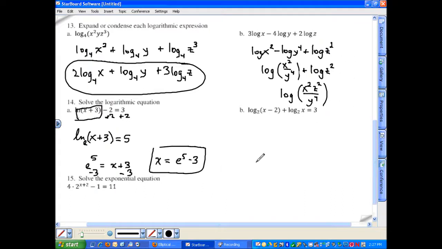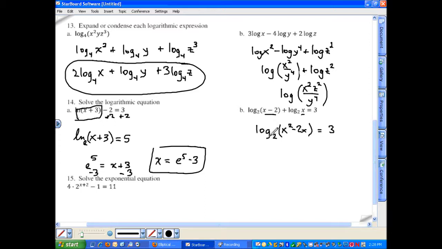Now when you have a logarithmic equation with multiple logarithms, you need to condense the logarithms into a single logarithmic expression. So these two logarithms here are separated by a plus sign. This is another example of the product property. So when you condense these two logarithms, the two expressions, x minus 2 and x, need to form a product. That product will be x squared minus 2x if you multiply those together. Now we have a single logarithm.